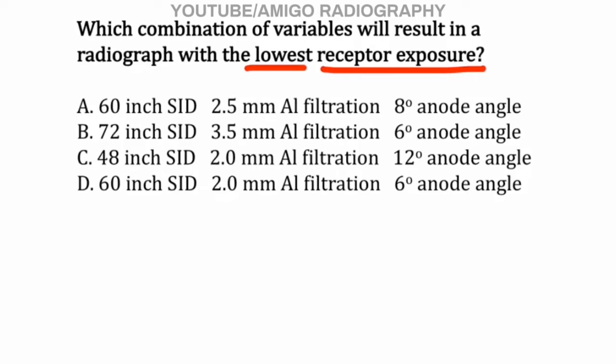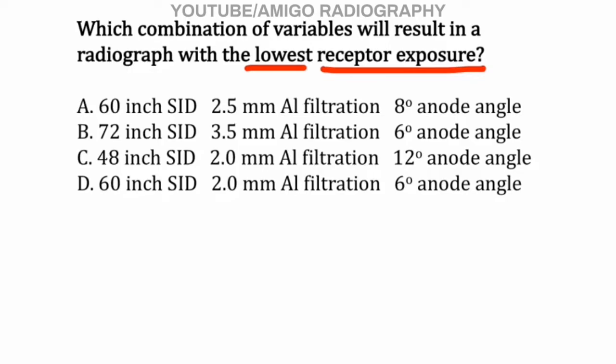In this case, all the variables listed potentially affect the receptor exposure. The SID affects the receptor exposure based on the inverse square law. Filtration affects receptor exposure because more filtration means we're taking more photons out of the X-ray beam. And even the anode angle affects the receptor exposure because the more anode heel effect that we have, the less our receptor exposure is going to be. So we want to look at each variable and see which one is going to give us the lowest receptor exposure.